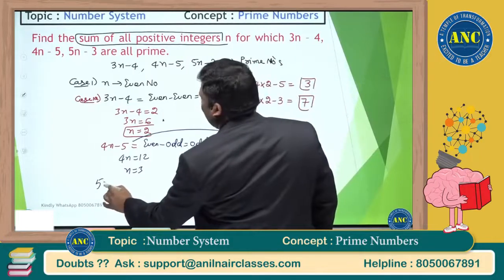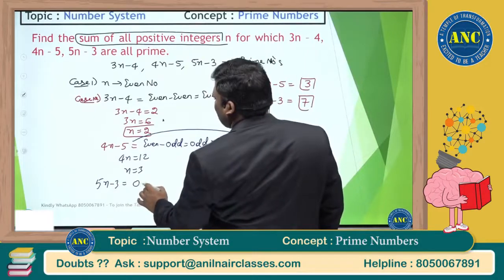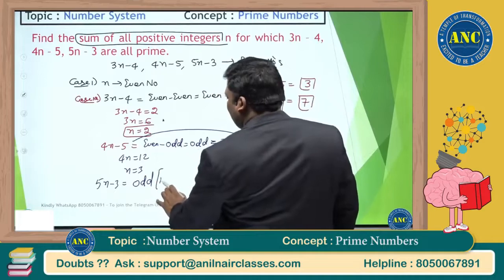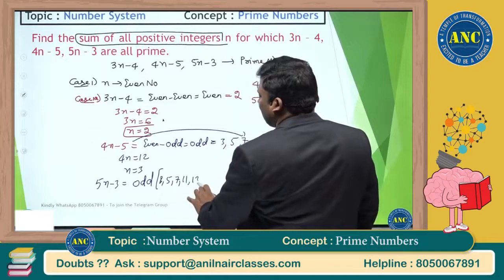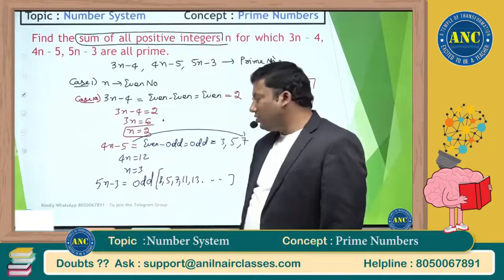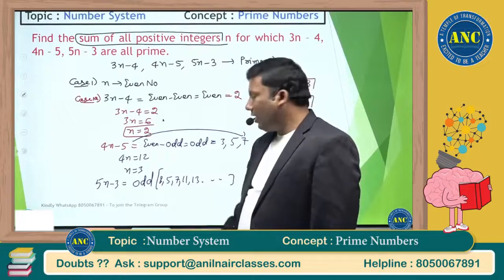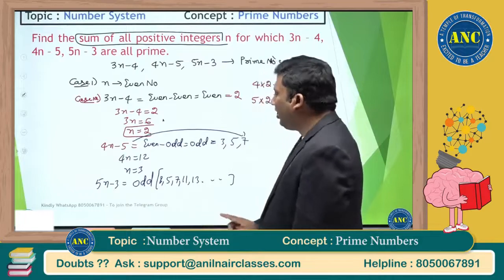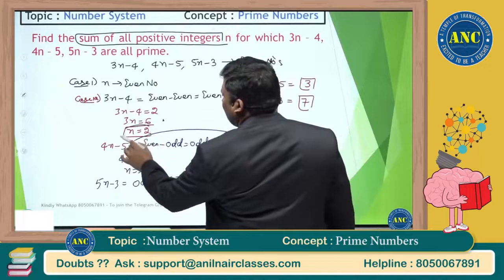Similarly, 5n minus 3: n is even, and even minus odd is an odd number. Odd numbers that are prime are 3, 5, 7, 11, 13, and so on. If 5n minus 3 is 3, n is 6 by 5, a fraction, not possible. If 5n minus 3 is 5, 5n equals 8, not possible. If 5n minus 3 is 7, 5n equals 10, and n is 2. That is what we did.